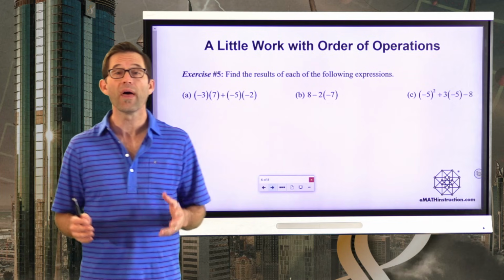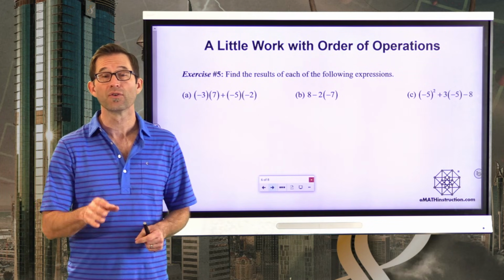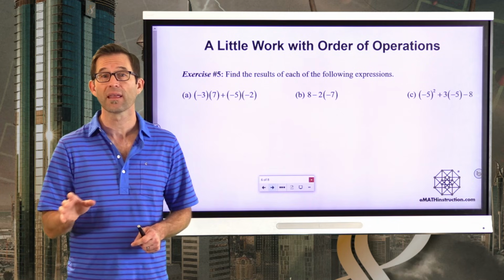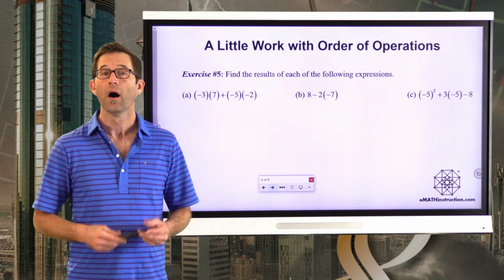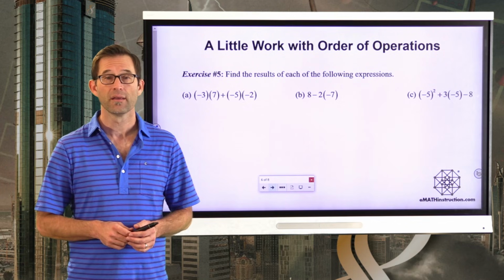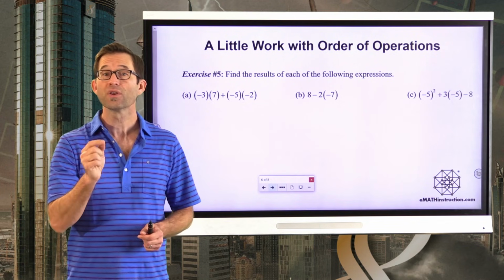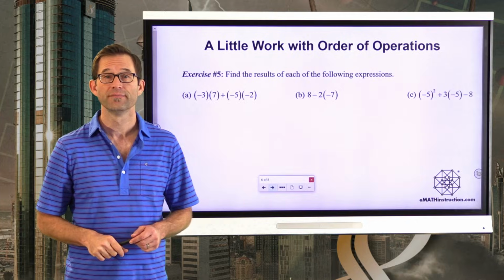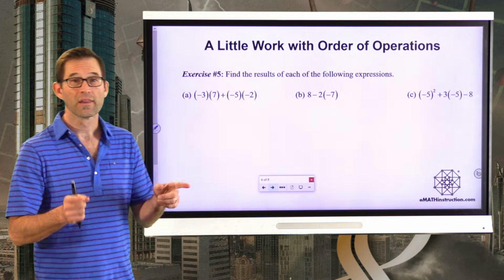Now, in order to do that, we've got to have order of operations. So keep in mind, in terms of multiplying, dividing, adding, and subtracting, multiplication and division come first, addition and subtraction come second, and we work from left to right. All right? So let's take a look at exercise number 5. Find the result of each of the following expressions. All right, let's do it. Here we go. So, letter A.